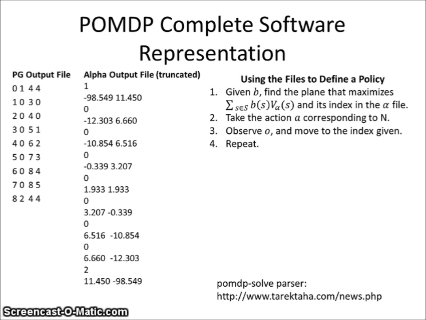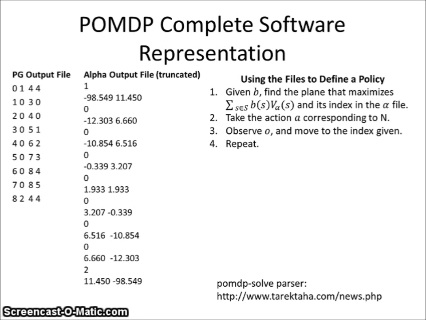So if you want to build the optimal policy, you're going to start with some belief, and then find the plane that is sitting, as in the picture, above that belief state. You can do that by looking at the coefficients here. It's not so straightforward. If you use the POMDP solve parser at tarektaha.com, it's MATLAB code where you can load up these two output files, give it a belief state, and it'll tell you which plane is above the belief state and which action to take.